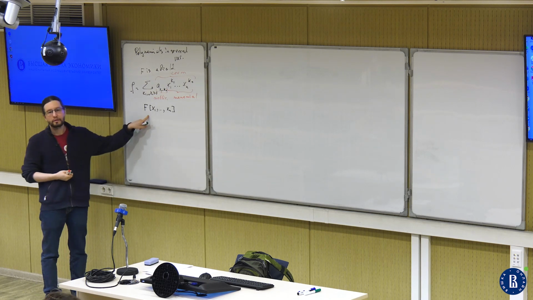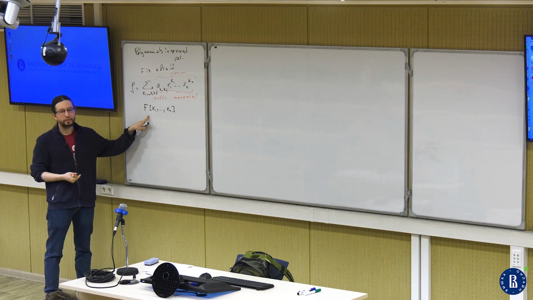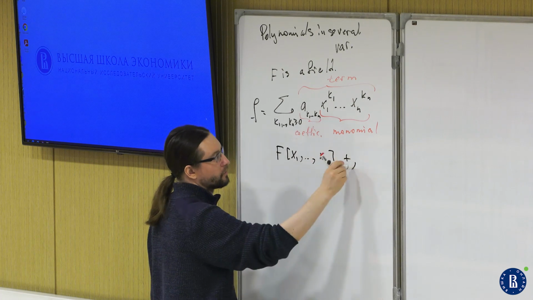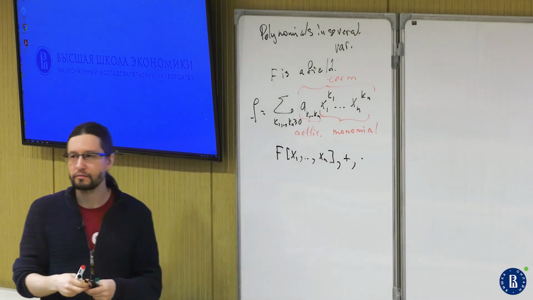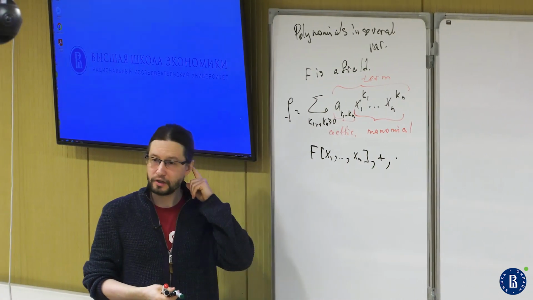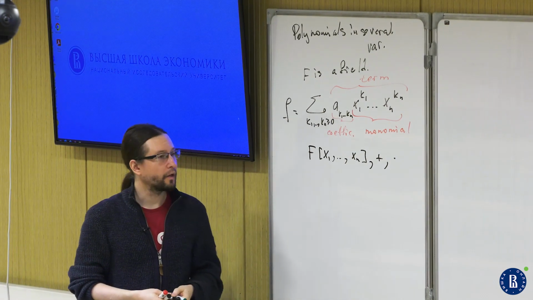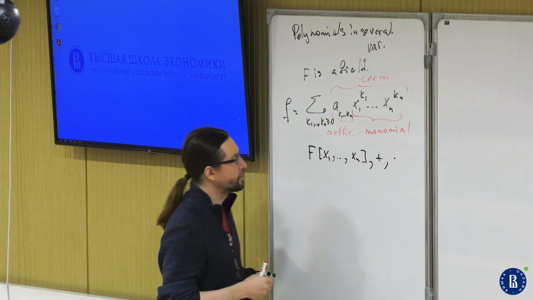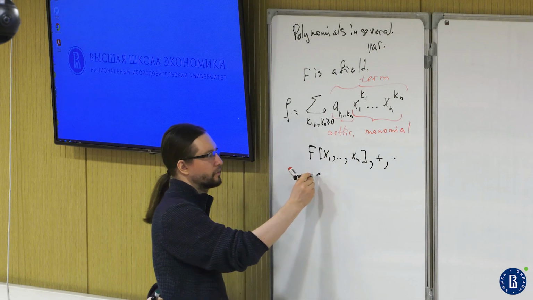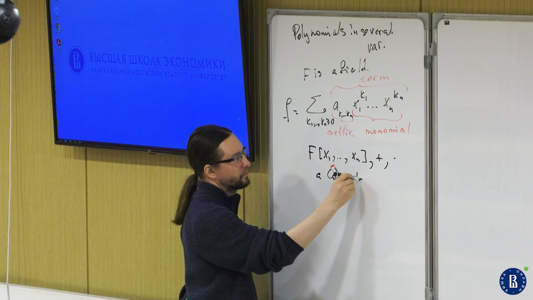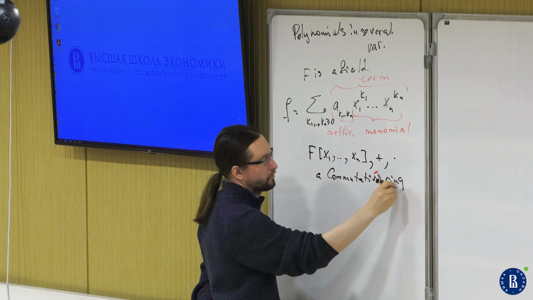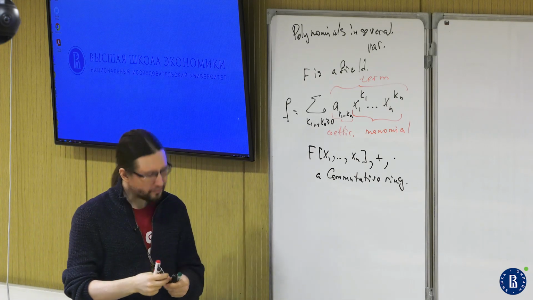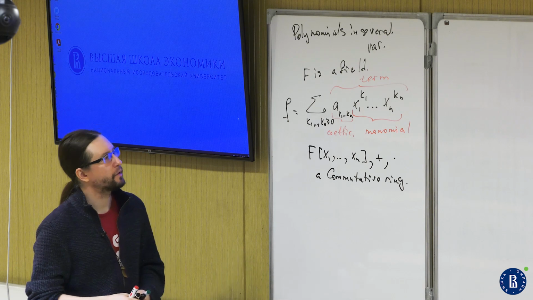This set has two operations, which are addition and multiplication. So we have addition of polynomials and multiplication of polynomials in several variables. The addition and multiplication are given by the usual rules. And we can check that this set with these two operations is actually a commutative ring. Okay, now I want to start with some basic things.